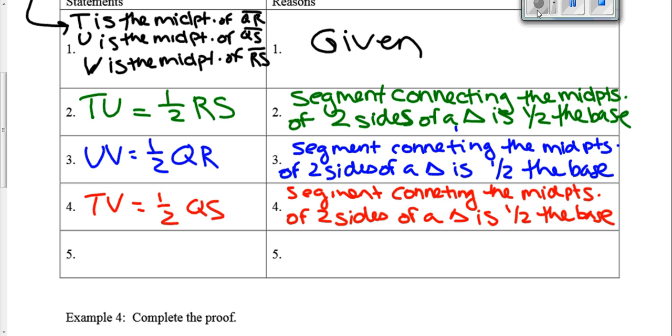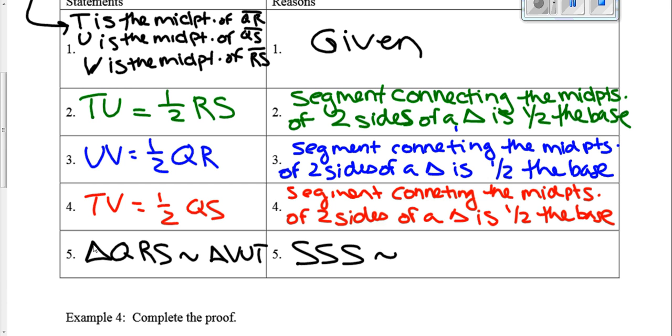Okay, so I just paused it to fill in that information. So UV is 1/2 QR, the distance, and TV is 1/2 QS. Okay, so with that being said, I can now conclude that the two triangles are similar because of the side, side, side postulate, because all the sides are proportional length. We don't know what they actually are. The numbers I put in were just to help you visualize it, but we don't really care. We just know that it's true. So side, side, side, similarity postulate.